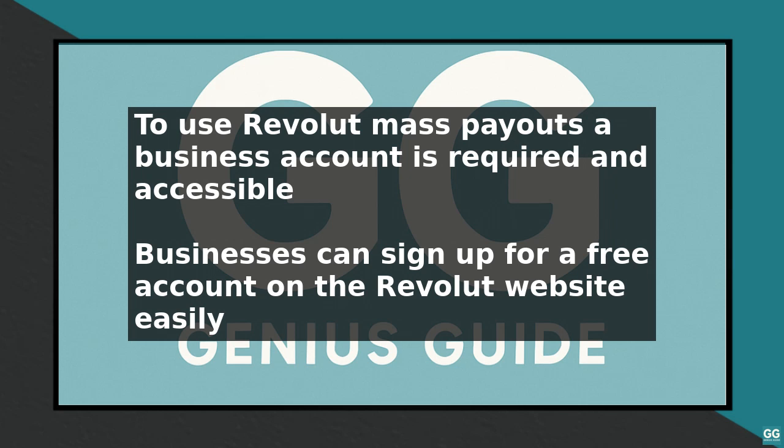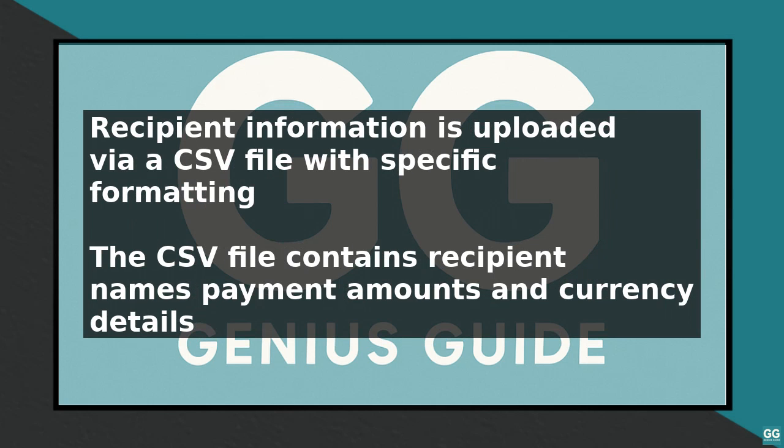Configuring payout settings. Once you have uploaded the recipient information, you can configure the payout settings. This includes setting the payment date, payment method, and currency. You can also set up automatic exchange rates and fees.